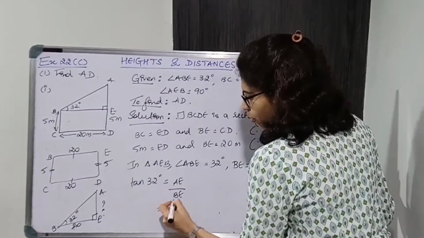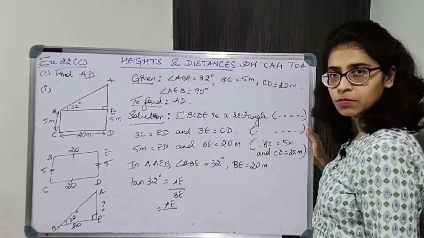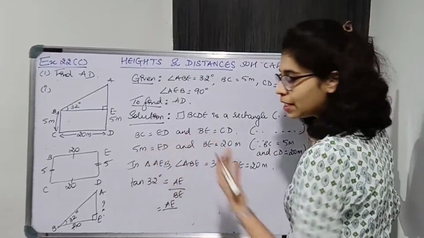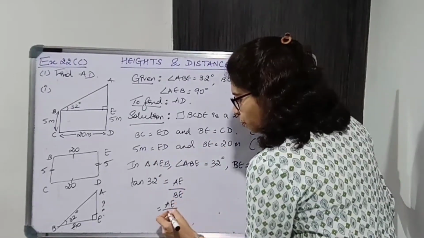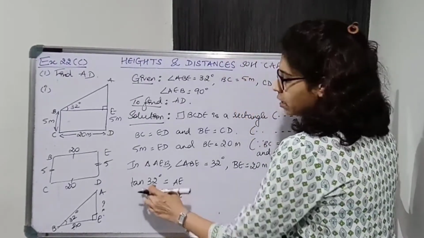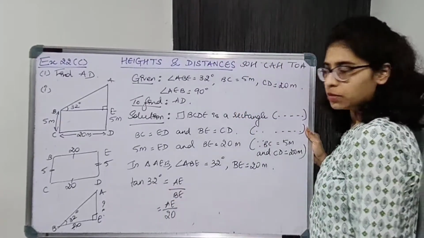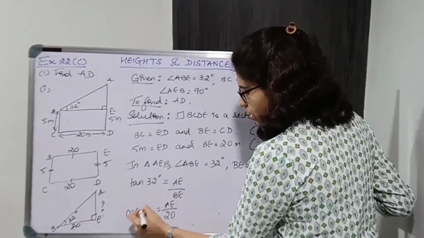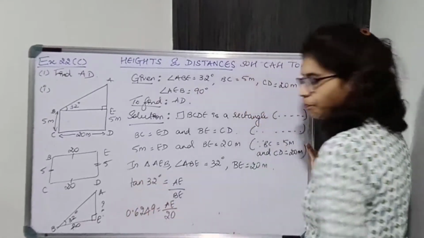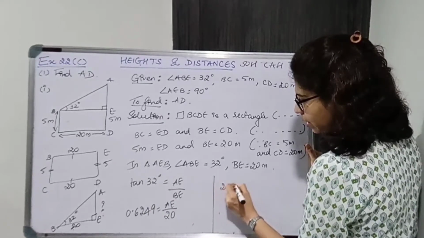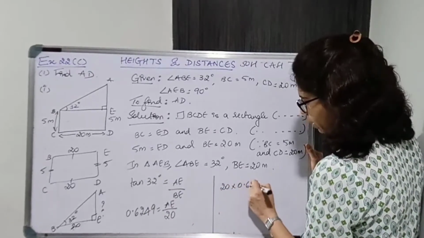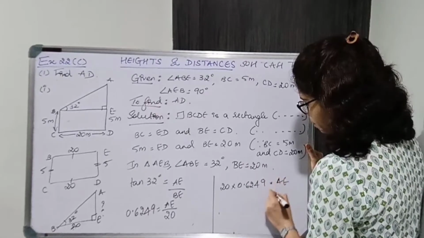The value of tan 32 you will get from the natural tangents table. You should know how to read the natural tangents table, natural sine, cosine, tan. Now BE is 20. Let us see the value of tan 32. So this is 0.6249. Shifting 20 to the other side, so 20 into 0.6249 is equal to AE.